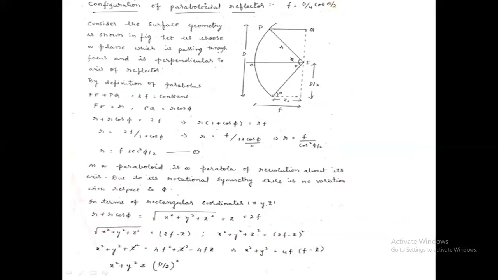F is equal to D into 0.25 cot theta by 2. That is nothing but F by D is equal to 0.25 cot theta by 2. How are we saying this is a standard value? We'll look into this diagram.